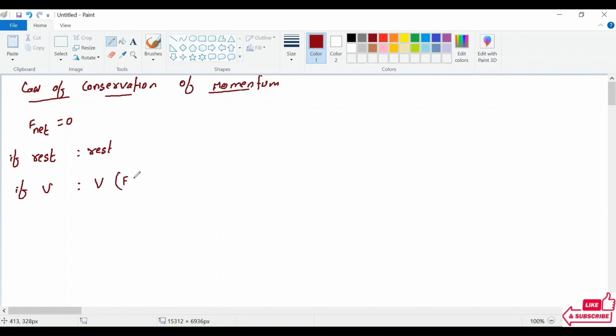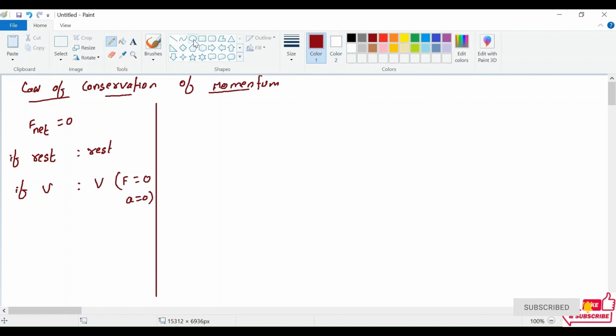If the body has some velocity v, it keeps the same velocity because force is 0. If force is 0, what does that mean? Acceleration is 0. If acceleration is 0, velocity will not change. Then what does the law of conservation of momentum say? The total momentum before collision is equal to the total momentum after collision.